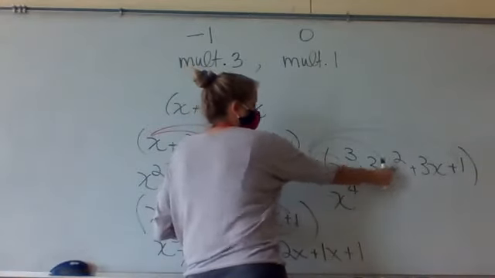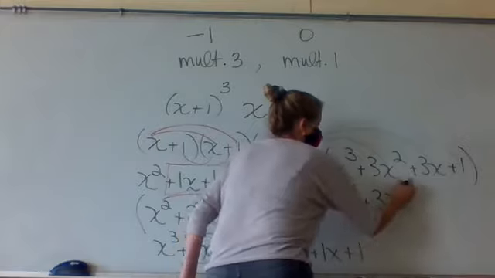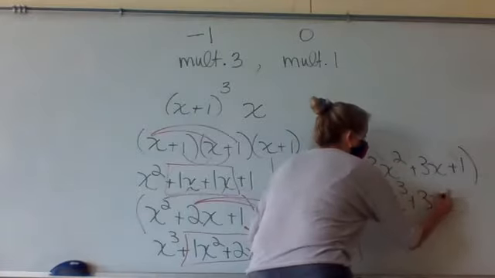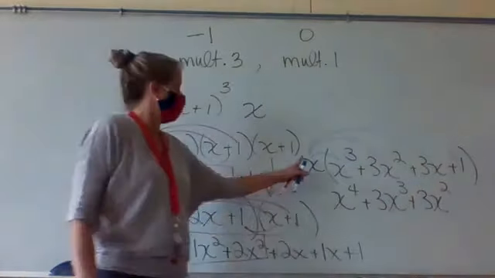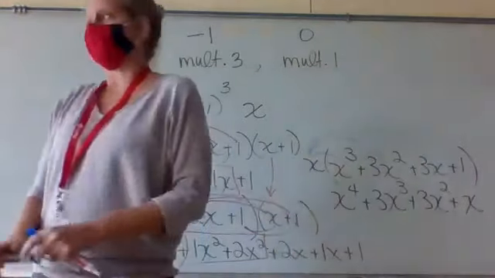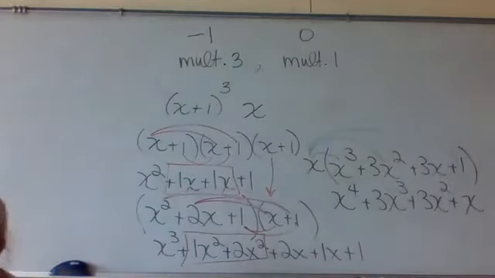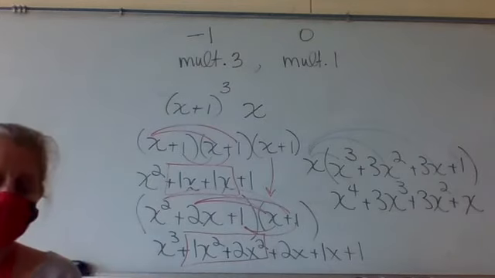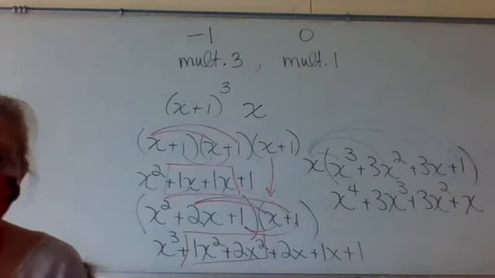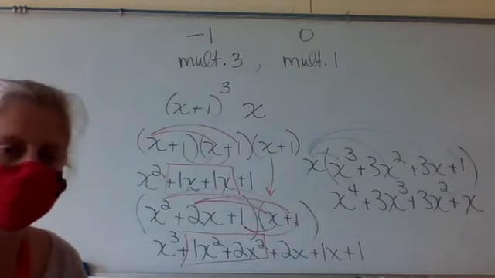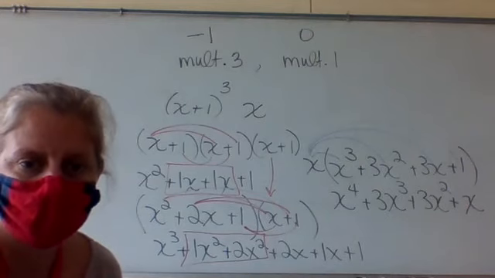X times 3x squared gives me 3x to the third. X times 3x is 3x squared. And x times 1 is x. All right, we will stop on that one and start with number 7 on Wednesday. So again, tedious. There's not anything more than multiplying and combining like terms, but it does take a lot of keeping your work straight. All right, see y'all Wednesday.